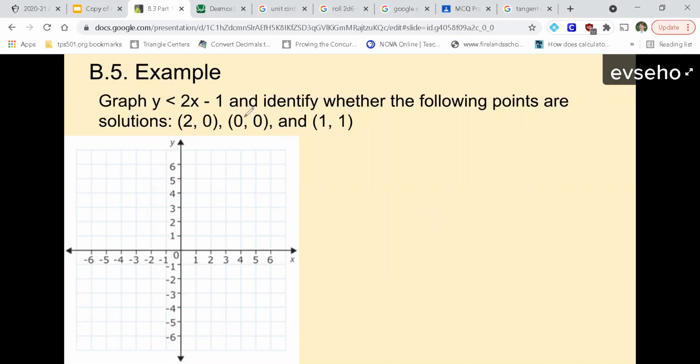All right, our goal is to graph the linear inequality y is less than 2x minus 1.